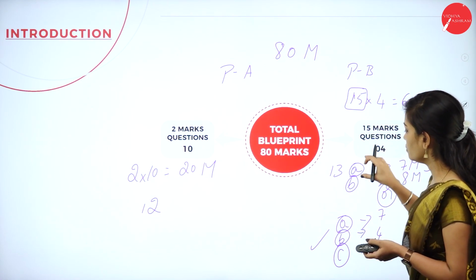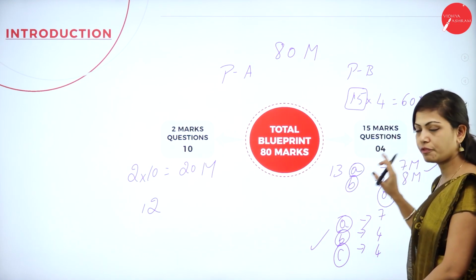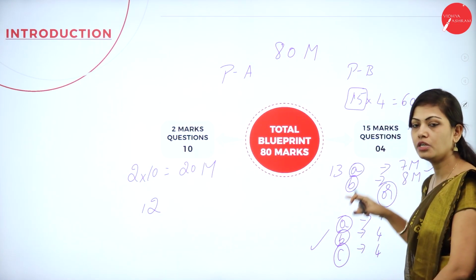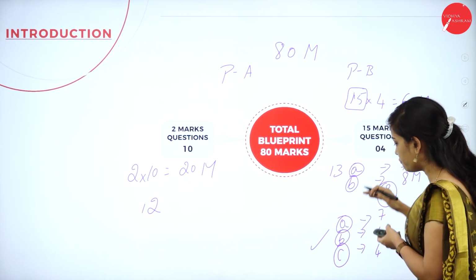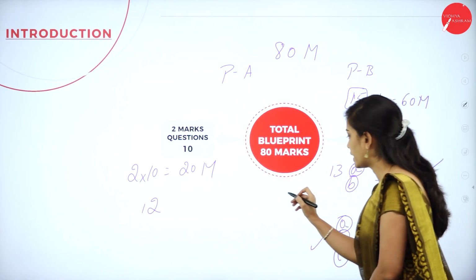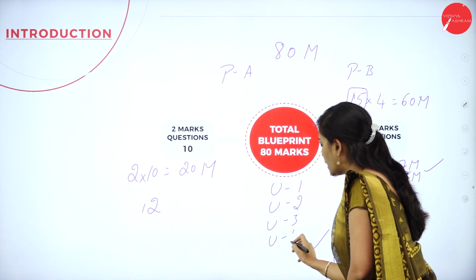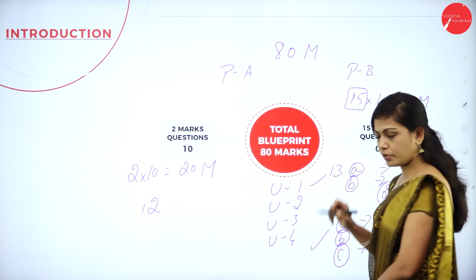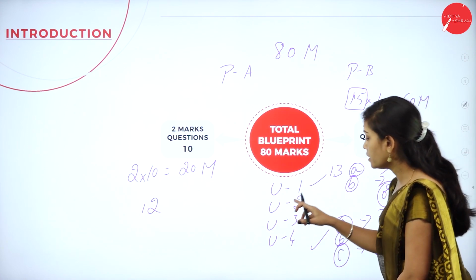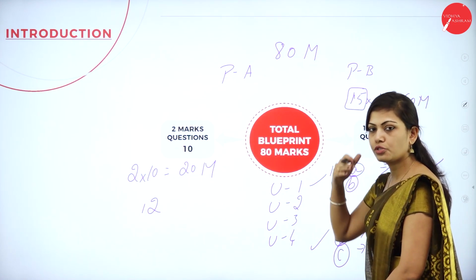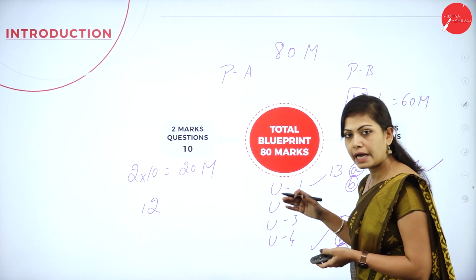Is it clear? Now you have to attend 4 questions in part B. Each question carries 15 marks. You can attend the first question or the second question. In every unit in part B, you'll get 2 questions. Totally you have 4 units: unit 1, unit 2, unit 3 and unit 4. In the first unit, you will get 2 questions, and you can attend the first question or the second question. Again, in the second unit, you will get 2 questions. Same thing for unit 3 and unit 4 also.